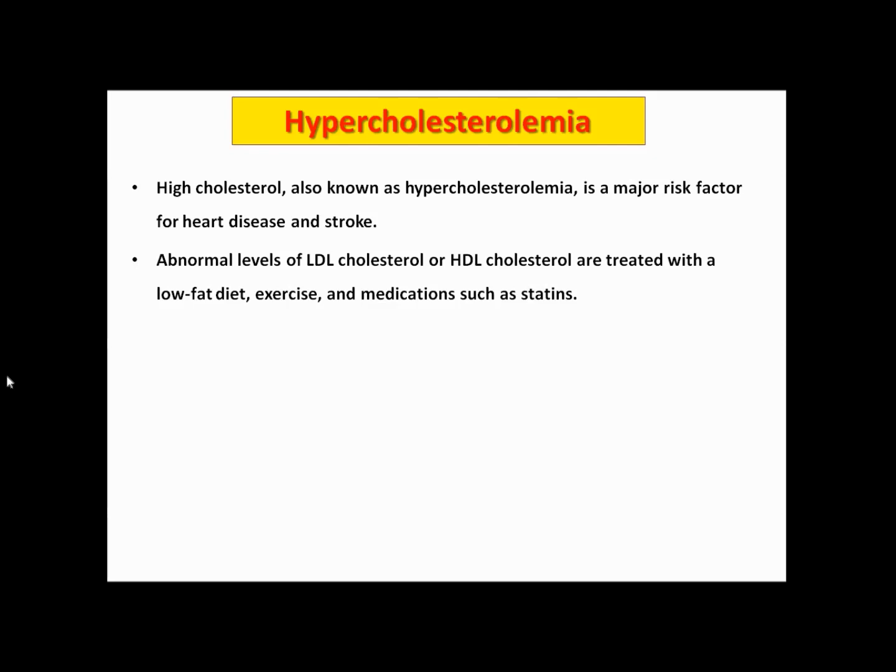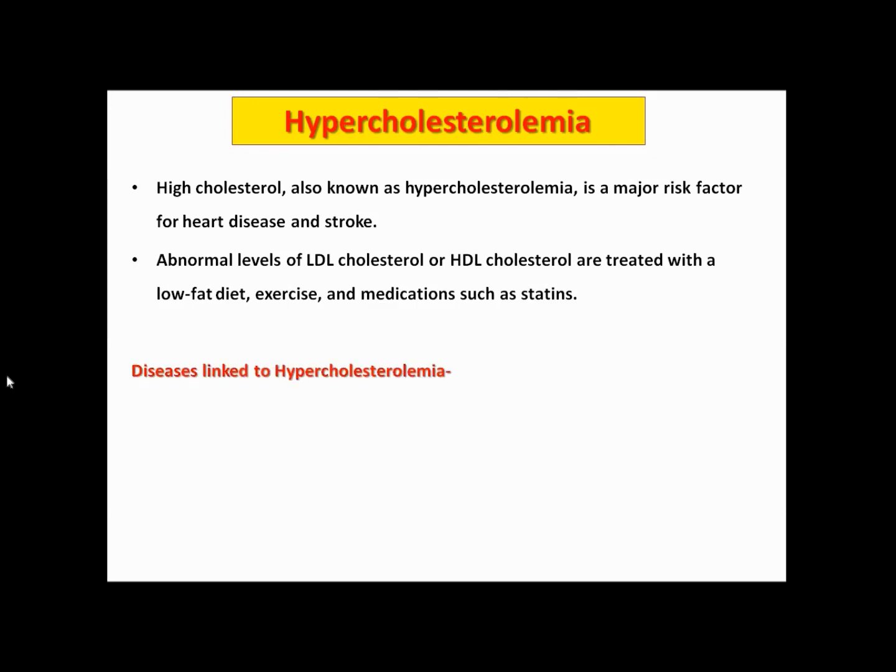Now you should know that abnormal levels of LDL cholesterol, the bad cholesterol, right, or HDL cholesterol are treated with a low fat diet. Whenever a person is obese, that person may show abnormal levels of LDL or HDL, right? In such cases, the person is treated with a low fat diet. The physician tells them to do physical exercise, and they are also given some drugs, and these drugs are known as statins. I hope you remember what statins are. Statins are drugs which block a specific type of enzyme known as HMG-CoA reductase. We have discussed this in the synthesis of fatty acids, right?